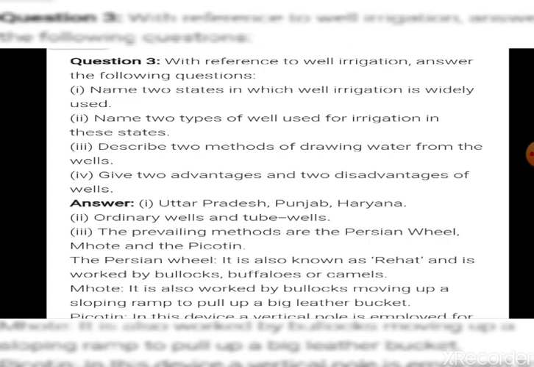The answer to question number 1 is Uttar Pradesh, Punjab and Haryana. Number 2 is ordinary wells and tube wells. Number 3, the prevailing methods of well irrigation. If you see the chapter, there are several methods given. The 3 main methods are the Persian wheel method, the inclined plane method, and another one is the lever method. In the Persian wheel method, you need to explain it. You can see the textbook and write it down.